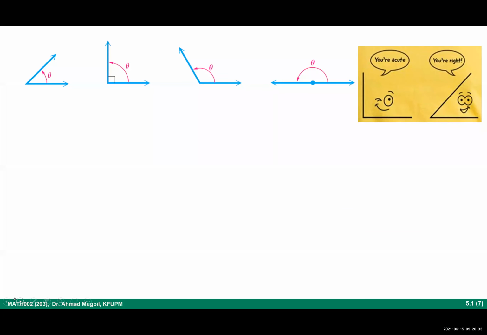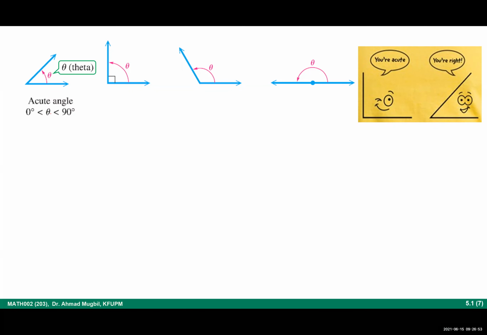Now, these are different types of angles. This angle here is theta, by the way. This is a Greek letter called theta. This angle theta here is called what? Do you know? Acute. So this is called an acute angle. What is an acute angle? It is an angle whose measure is between 0 and 90. This angle is what? A right angle. When the measure of the angle is 90 degrees, it is called right.